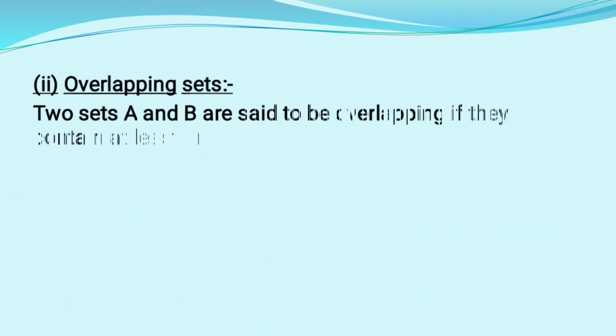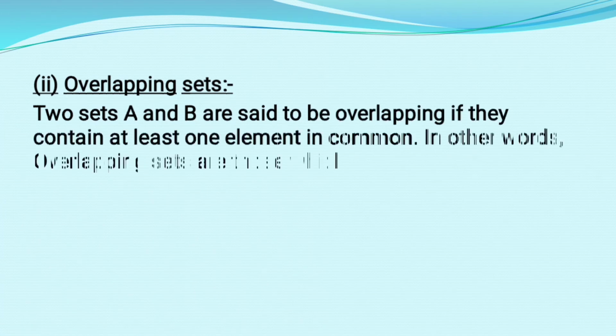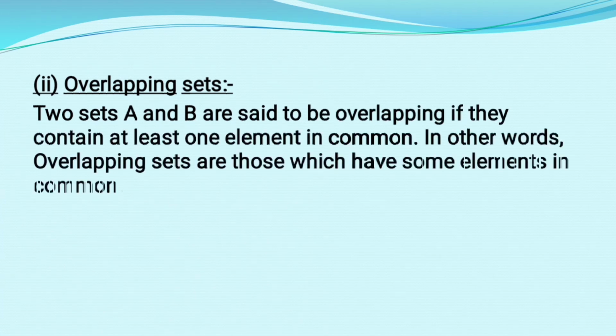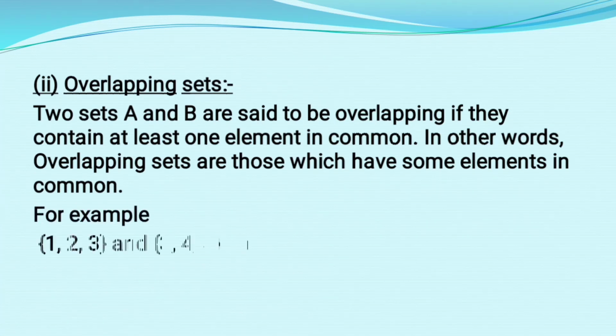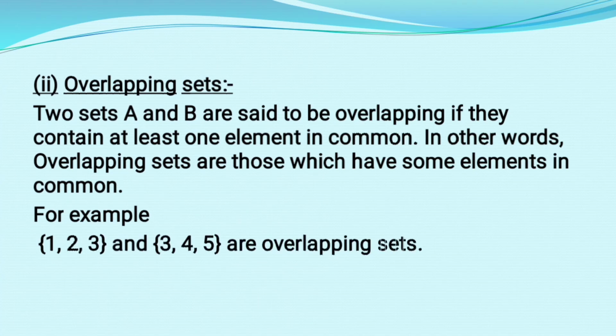Overlapping sets. Two sets A and B are said to be overlapping if they contain at least one element in common. In other words, overlapping sets are those which have some elements in common. For example, {1, 2, 3} and {3, 4, 5} are overlapping sets because they have 3 as a common element. Therefore, these two sets are known as overlapping sets.